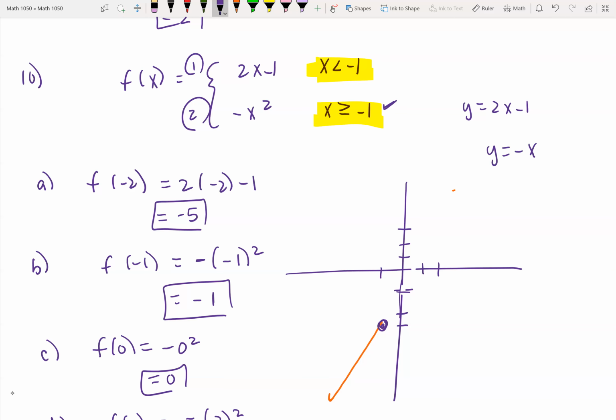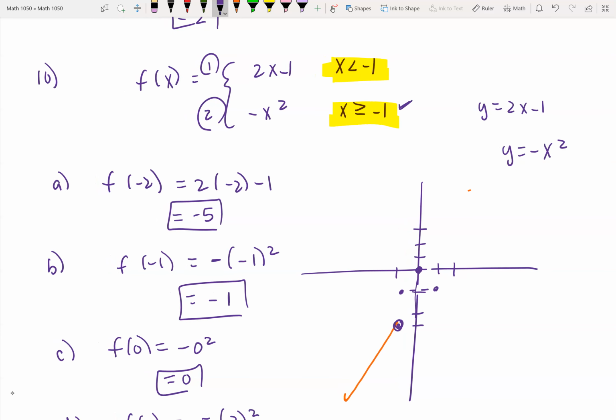Okay, y equals -x squared. Pencil at the origin. It's a parabola that opens down. Right 1, down 1. Left 1, down 1. Right 2, down 4. I don't know for sure what that value was. Let's see.